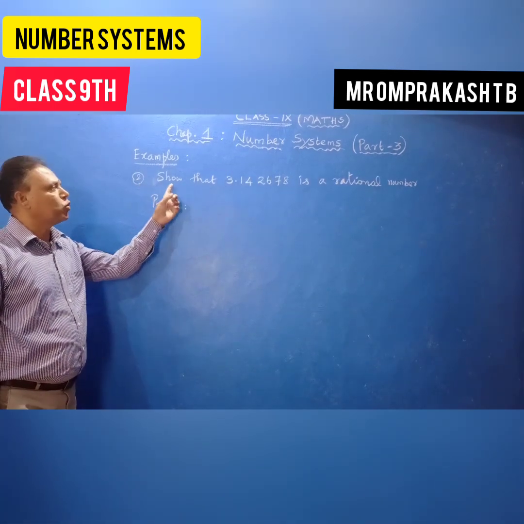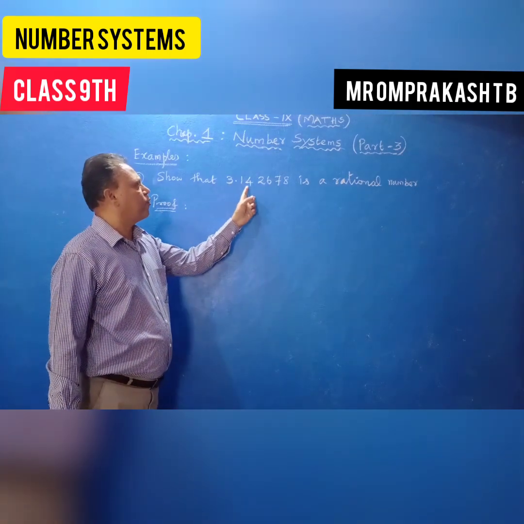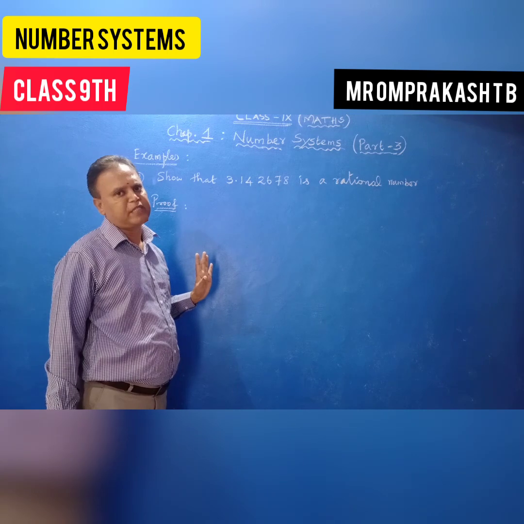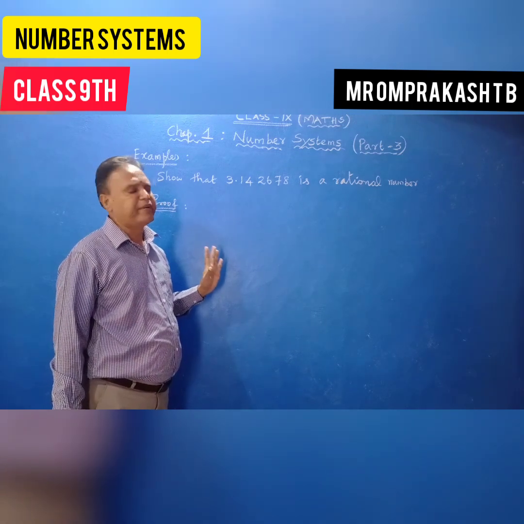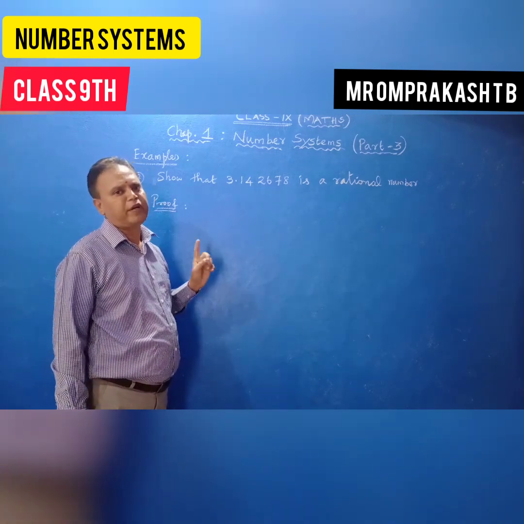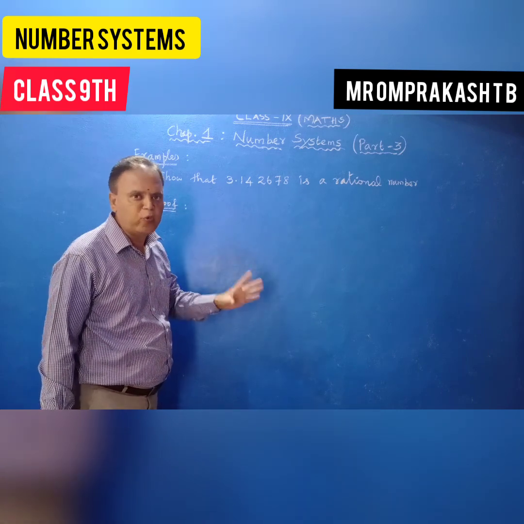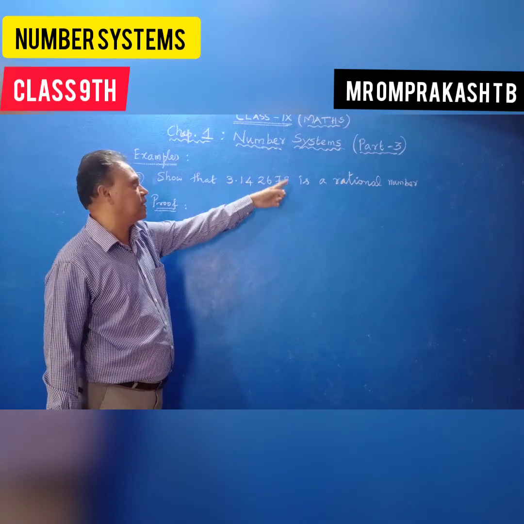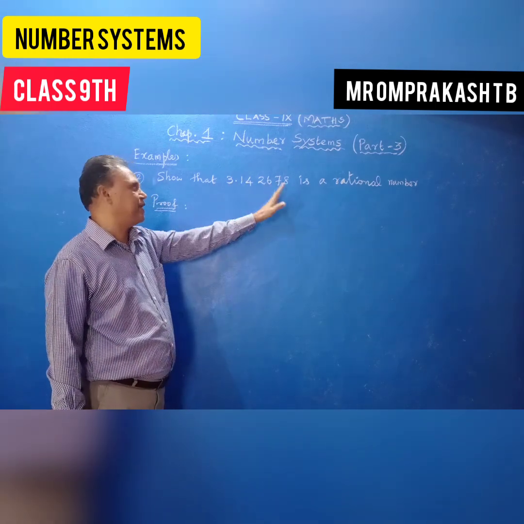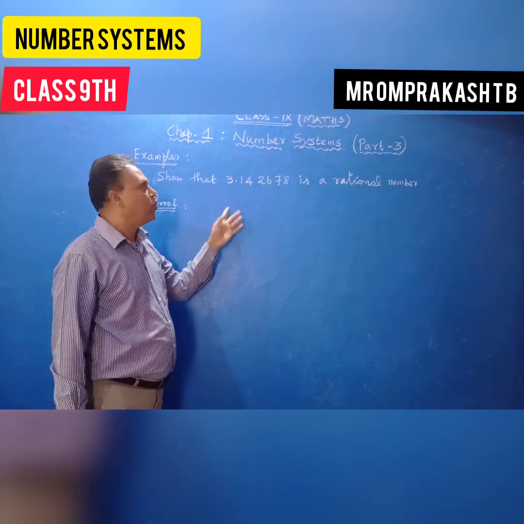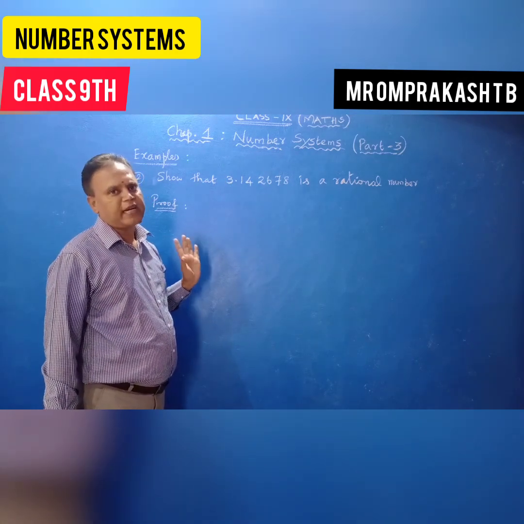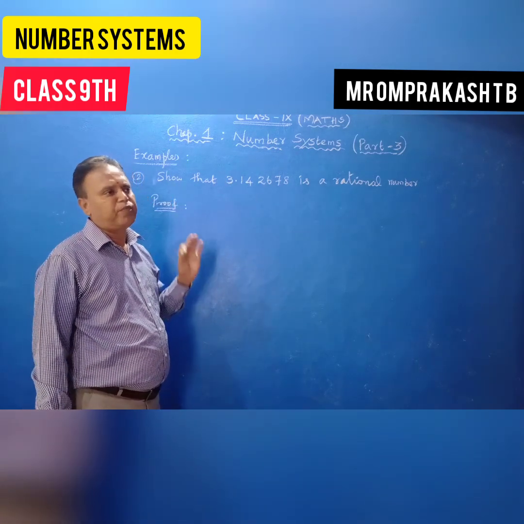Second example, so that 3.142678 is a rational number. Rational number means what? A number can be expressed in the form of P by Q, where P and Q are integers and Q not equal to 0. That form you have to make. This is the decimal form. It is terminating decimal, of course. So you have to prove it is a rational number. So rational number means you have to bring the form P by Q.